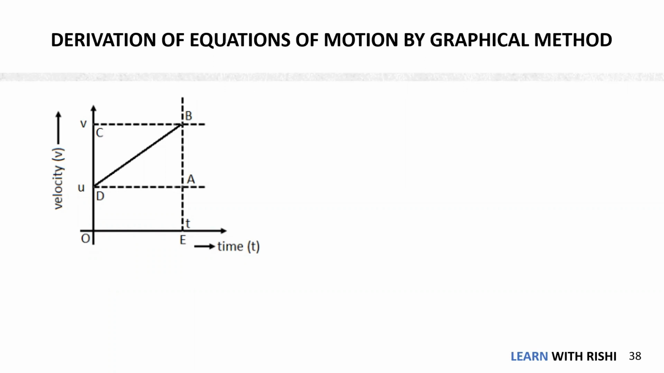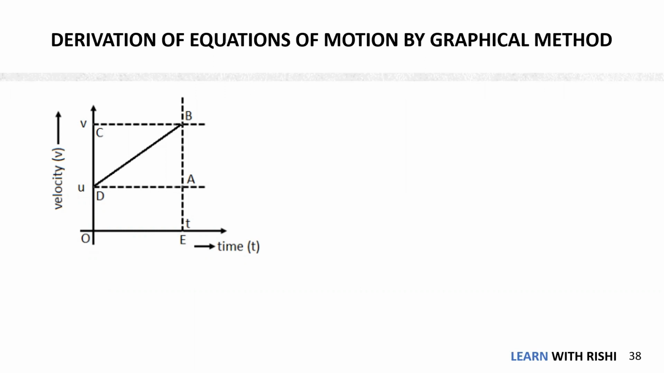Now as I have said, the three equations of motion are only applicable for objects which are in uniformly accelerated motion. So if we plot a graph of uniformly accelerated motion of velocity versus time, the graph is a straight line, as you can see in the figure.